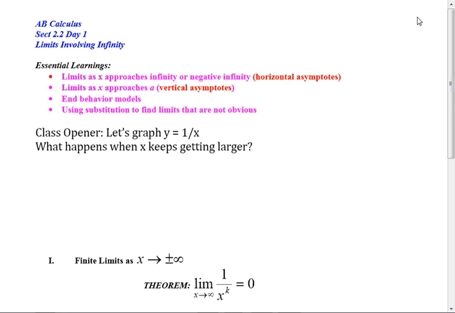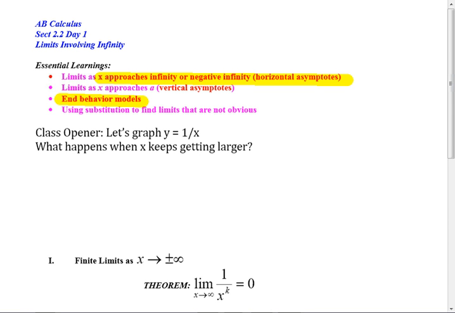Material. These are limits involving infinity. And all we're going to do today is just part of this. We are going to do, as x approaches infinity or negative infinity, horizontal asymptotes, and basically end behavior, maybe not models, but we're going to be talking about end behavior. That's it. So it's short, and the assignment is short, but you may have a lot of questions on the homework. So I am going to graph y equals 1 over x.